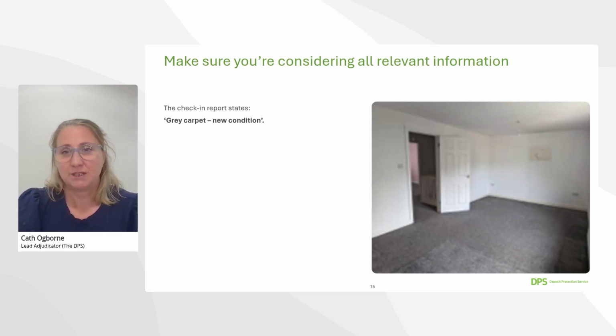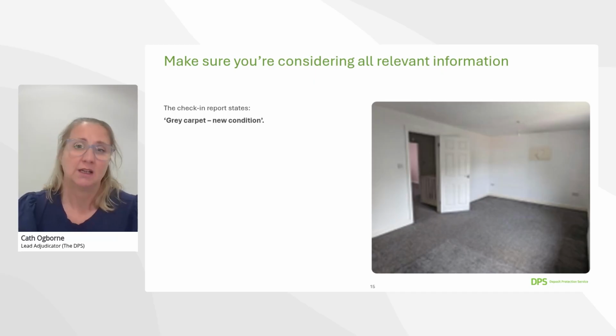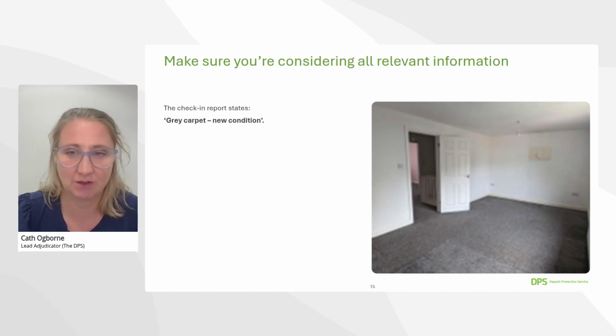And then finally, we've got this one, which is showing us a carpet, and the check-in report was just saying grey carpet, new condition. The photograph within the check-in report was telling us quite a different story. That just doesn't look like a new carpet to me. I'm sure you'd all agree. We've got some shading of the carpet here, and it looks like an area just below the door where maybe there's been a rug or something sat there for quite some time, and slightly different colour of carpet there. So it certainly doesn't look like a brand new carpet to me.